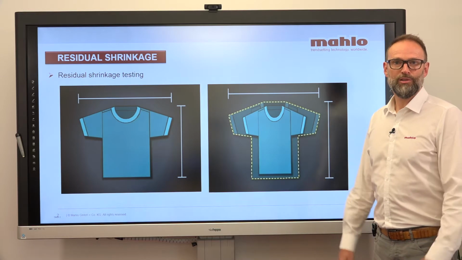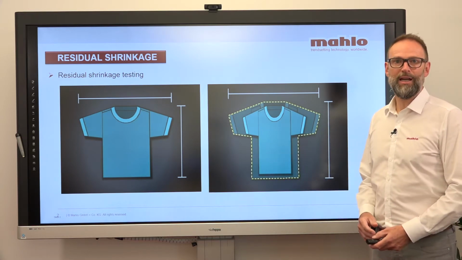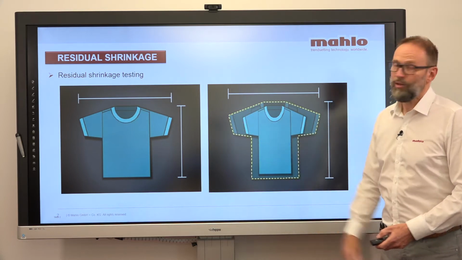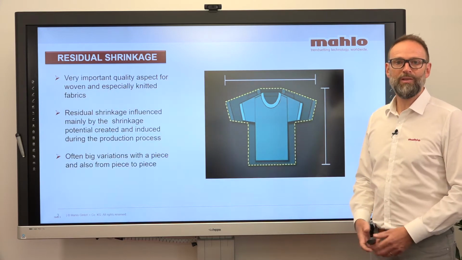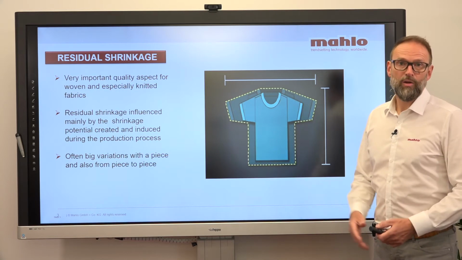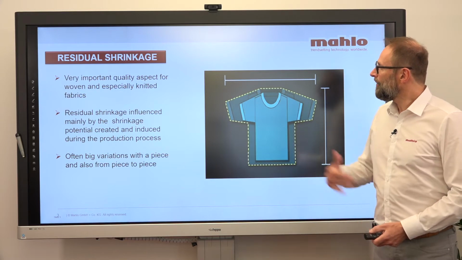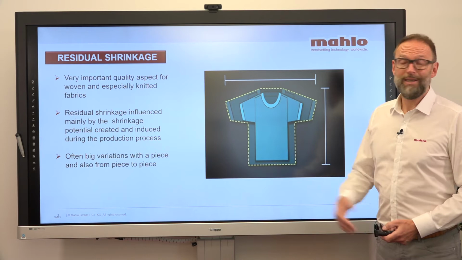So residual shrinkage is known by all of us. If you buy a t-shirt and after the first washing it doesn't look like that anymore, but it looks like you have bought it for your kids. And this is mainly happening with the knitted goods. It can also happen with some woven goods, but it's mainly a problem which is coming from the production process of those knits.